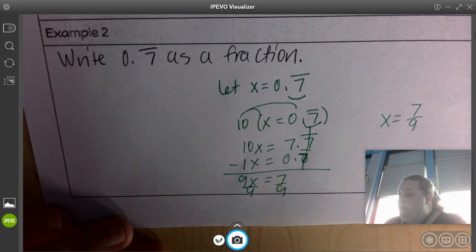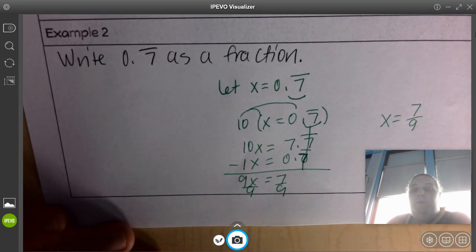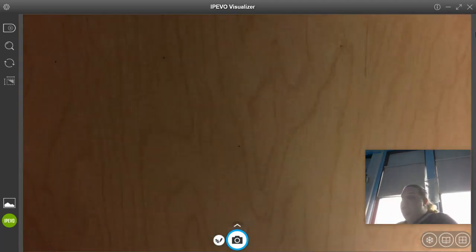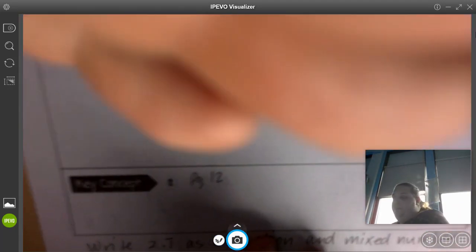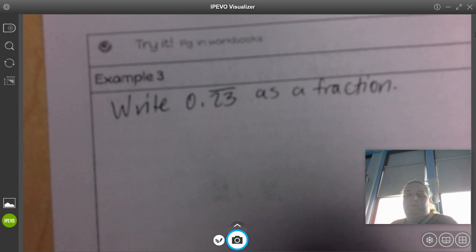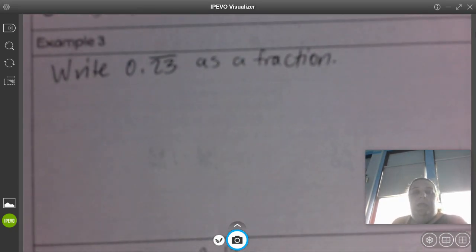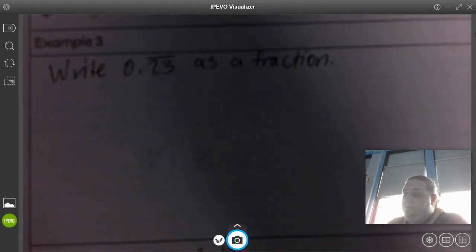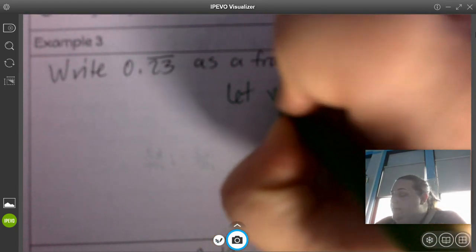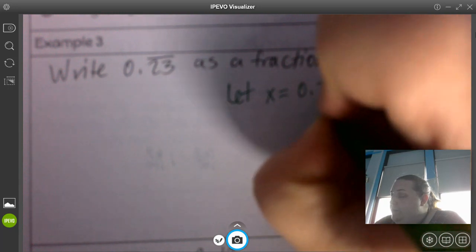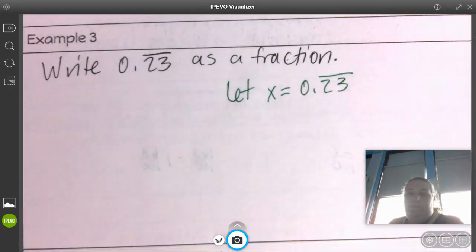Okay. I'd like to do one more example with you before you practice today. So if you could flip to the back of your notes, we're going to finish with this example 3. So we're going to write 0.23 repeating as a fraction. Now you're going to notice that for this decimal, there are 2 digits repeating. So we're going to follow the same steps. There's only going to be one thing different. So we're still going to start by saying let x equal 0.23 repeating.